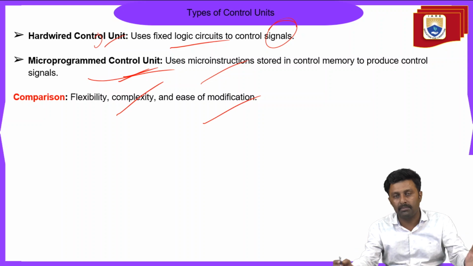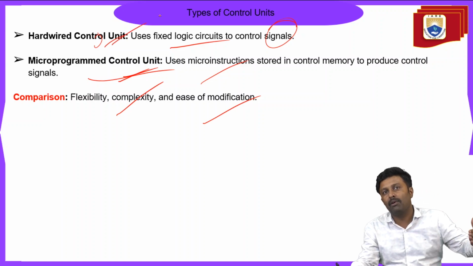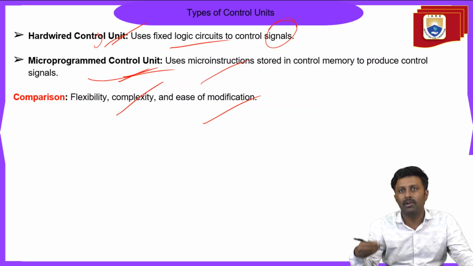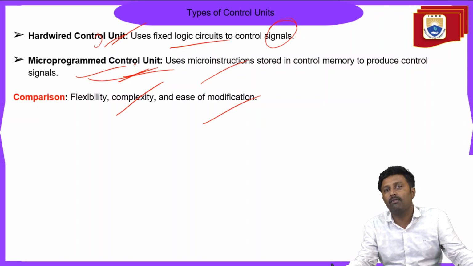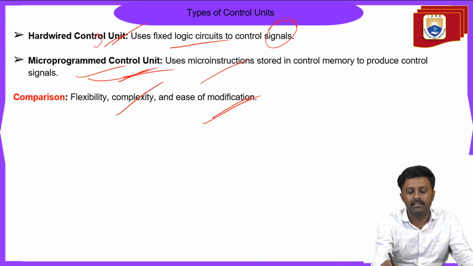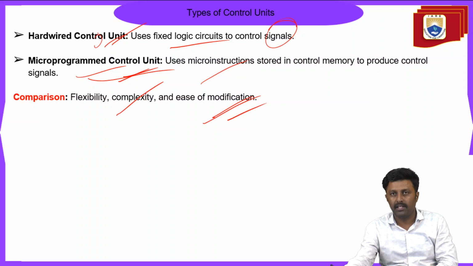So there are basically two types of control unit available. One is the hardware control unit, which is made up of logic circuits, that is, components like flip-flops and other things. It is very difficult to implement hardware control units, and it is very difficult to modify the hardware also. Compared to this, the microprogram control units are very flexible, with less complexity, and modifications can be done very easily since we are writing the micro instructions.